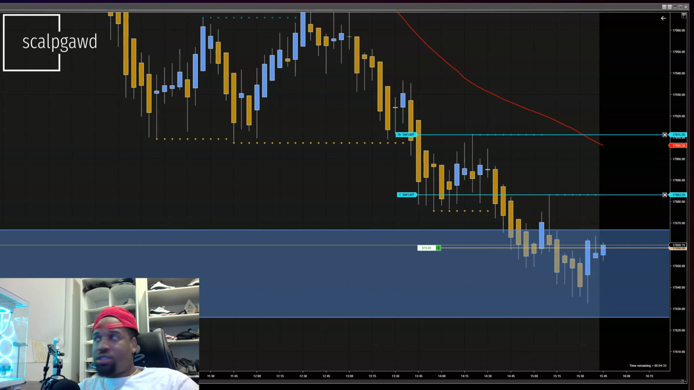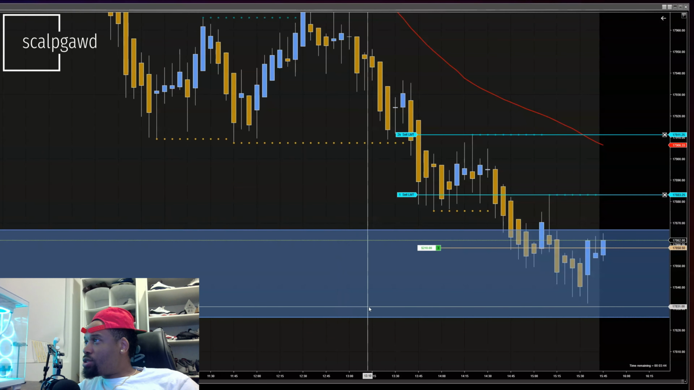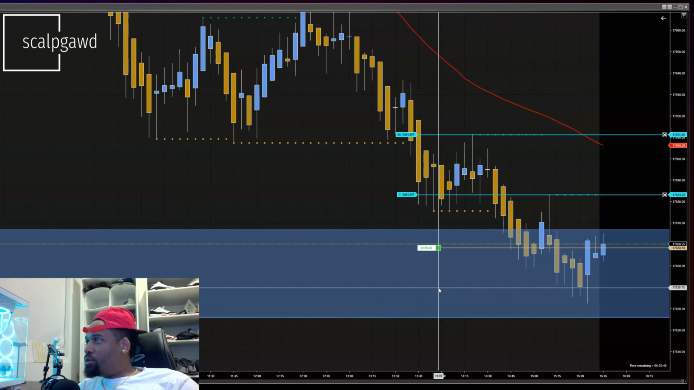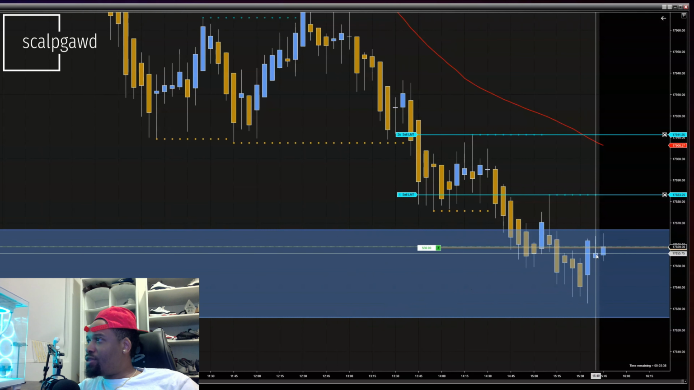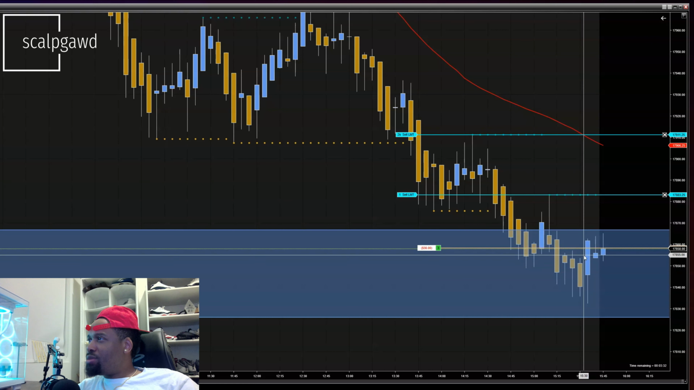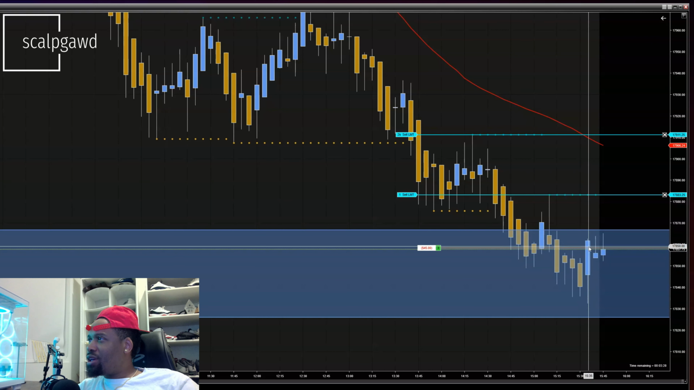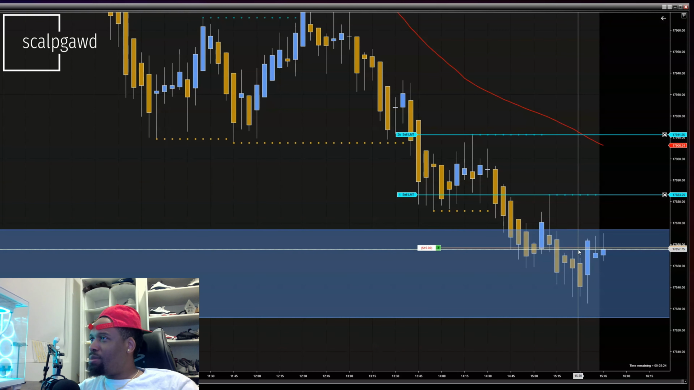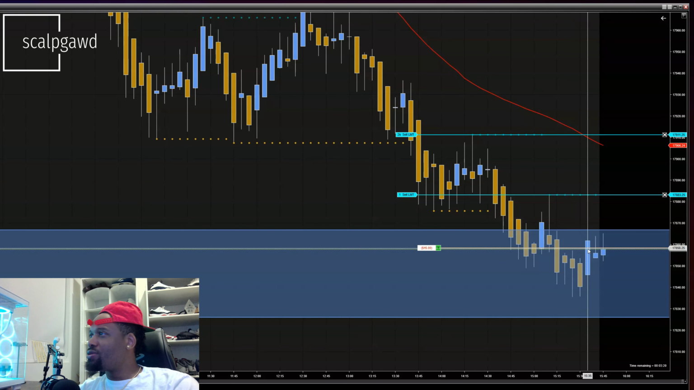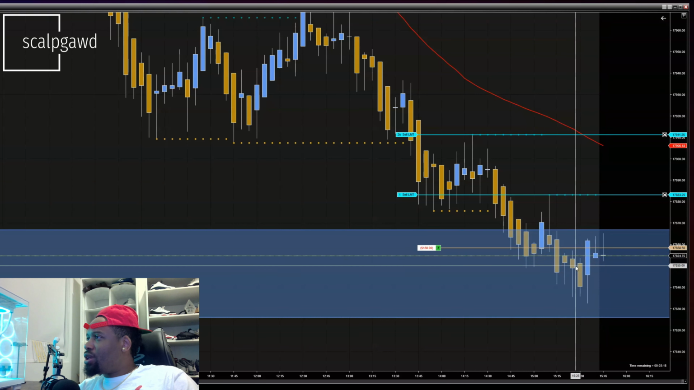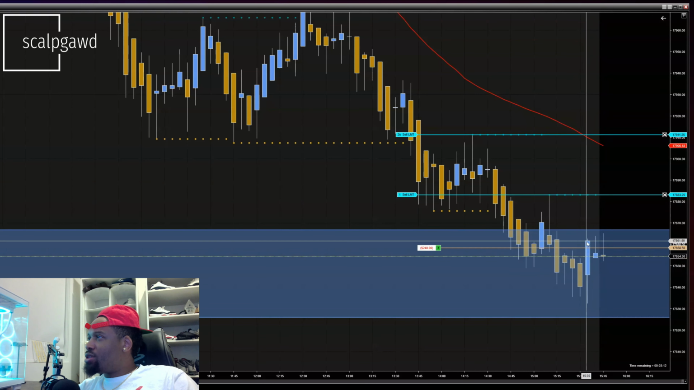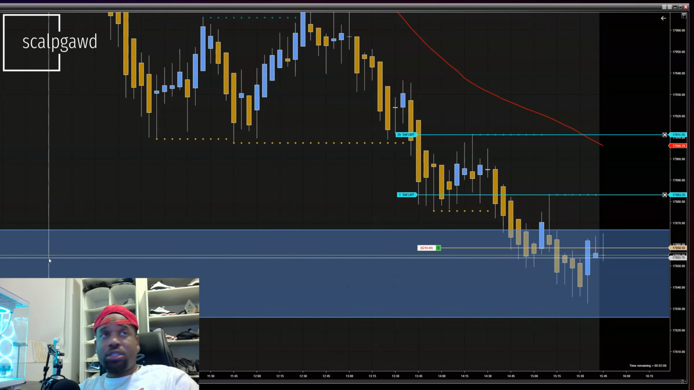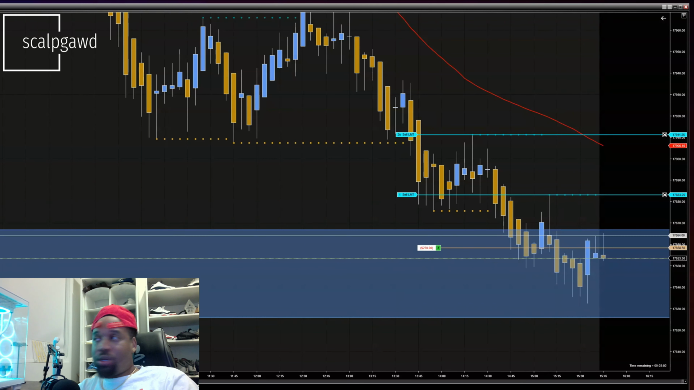So price is actually still showing some good signs, even though we did get a close there. Sort of an inverse hammer, but it is still bullish. I don't see anything that wants to make me get out of the trade so far. So yeah, this one is looking spicy. Anyway, just gonna let this play out.